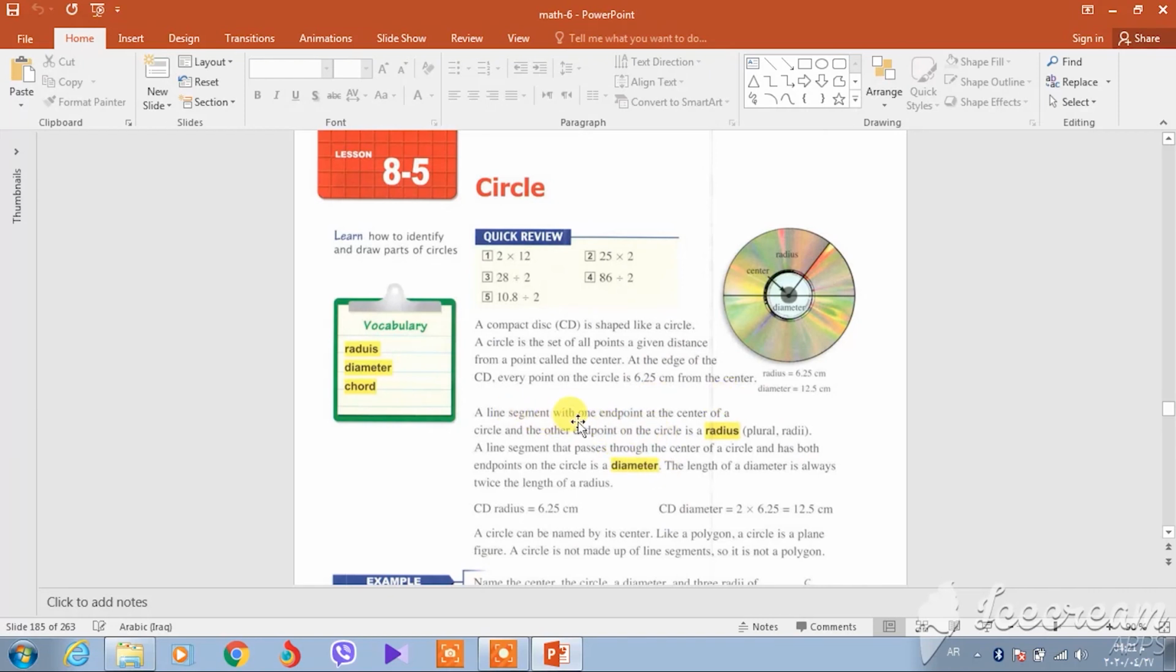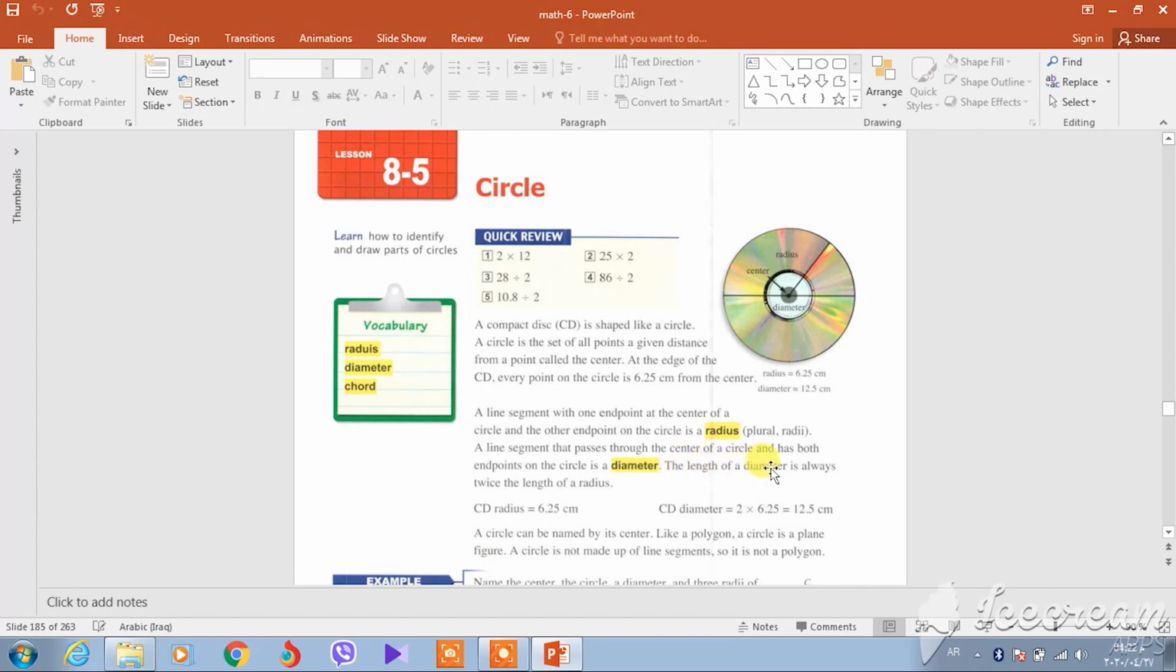A line segment with one endpoint at the center of a circle and the other endpoint on the circle is called a radius, student. You can say radii or radius, both of them are right. A diameter is a line segment that passes through the center and has both endpoints on the circle. This line segment passes through the center and has two points on the circle, so this line is called a diameter.